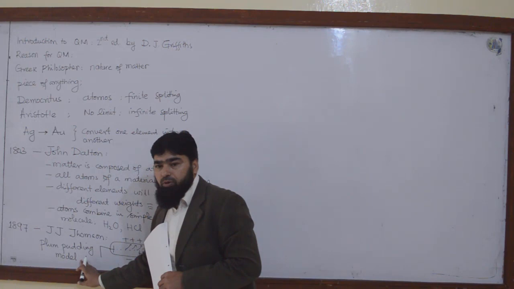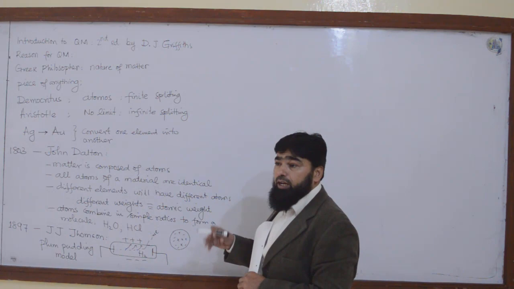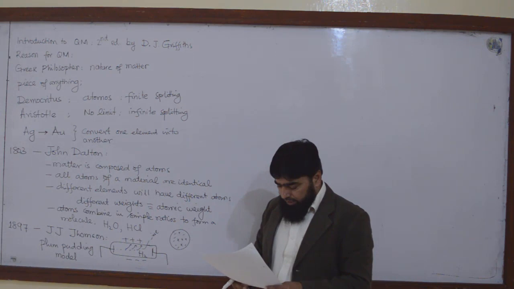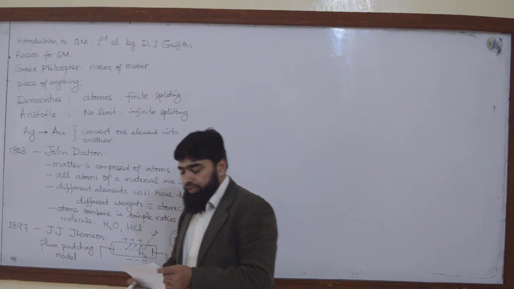It is a distribution. This distribution is such that they are fixed there and they are equal in number and they are neutralizing each other. So this model was first introduced in 1897.